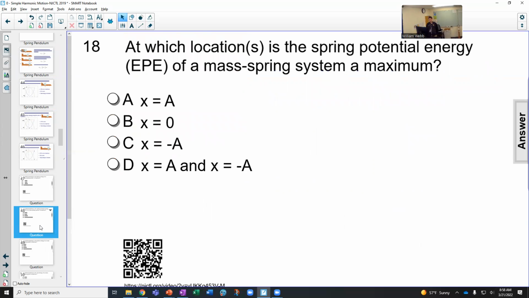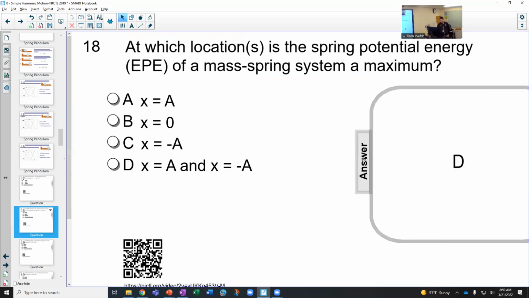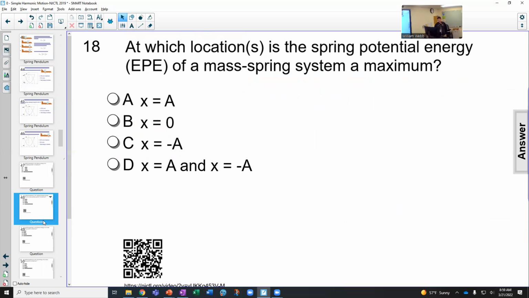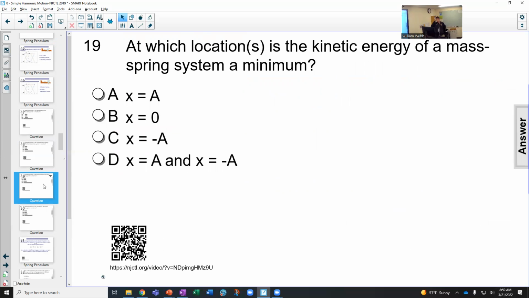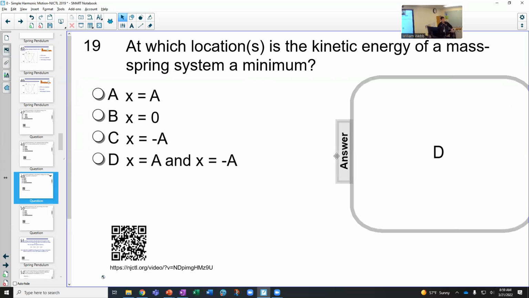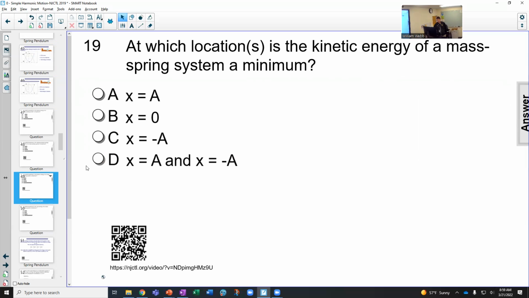All right, next question. At which location or locations is the spring's potential energy maximum? Andrew? D. At the far extremes where the amplitude is greatest in the positive and negative directions, that's when it's going to have all that compression, all that stretching energy stored. At which location is the kinetic energy minimum? Josiah? D. At those extremes again, it's coming to rest just in that instant when it reaches the amplitude. So no movement, no velocity, no kinetic energy.